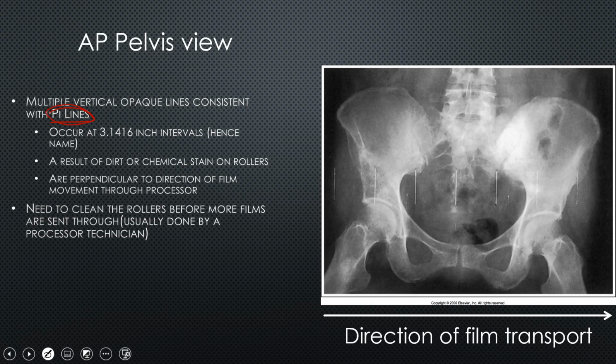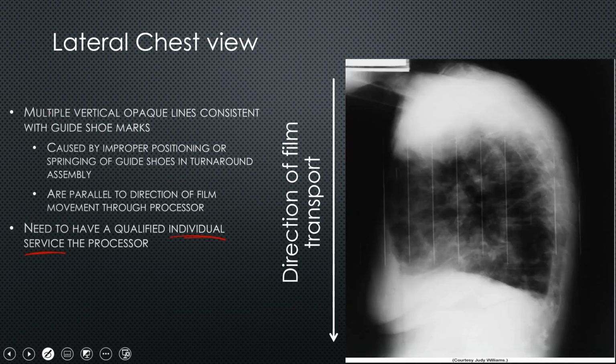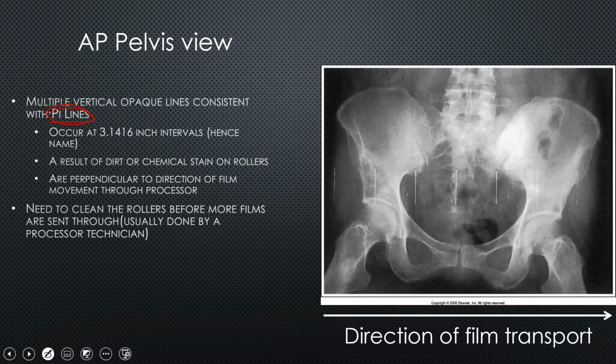This is due to either dirt or a chemical stain on the rollers, and these are perpendicular to the direction of the film movement through the processor. So the guide shoe marks are parallel, the pi lines are perpendicular. For this one, proper cleaning of the roller should be done in order to eliminate this from happening.